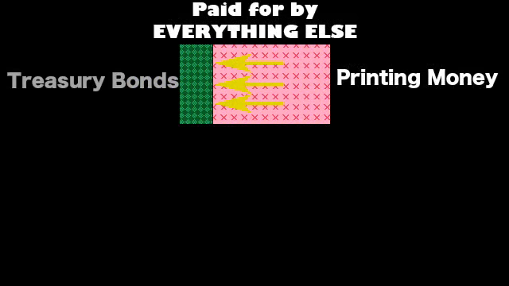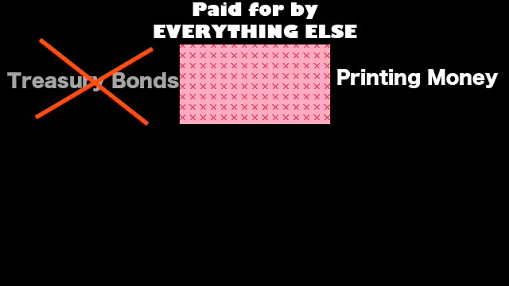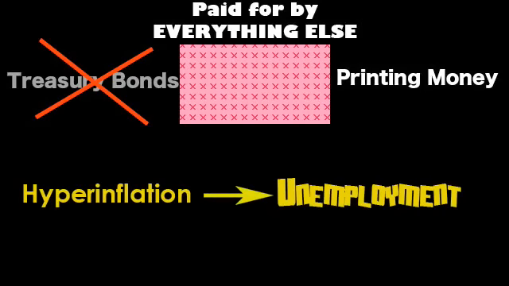This cycle of printing and lending will continue until the Treasury is no longer able to find any lenders to buy the bonds at all. At that point, inflation will get out of control. This is what is known as hyperinflation. This is where the economy really starts to suffer. People will start losing their jobs or quitting because their paychecks aren't worth the paper they're printed on.